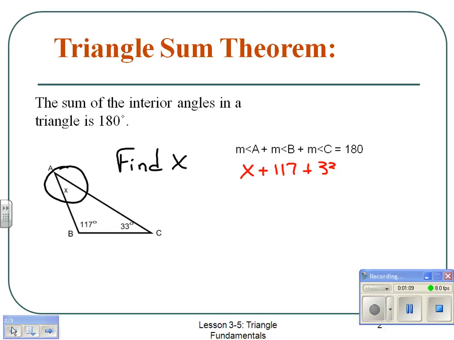So if you set this up, you would say A is x, B is 117, and C is 33. Now we all know how to solve equations backwards because we know you're only supposed to have two items on the left side. So let's add those like terms. That's 150. And then the opposite of adding is what? That's right, subtraction. And 150 from 180 makes 30. So 180 minus 150 is 30, and that is how many degrees that corner is.